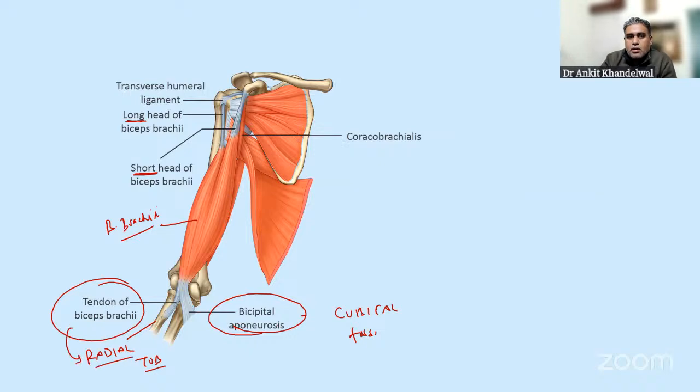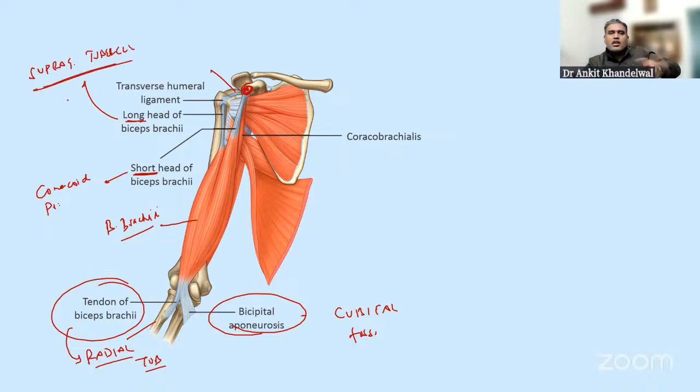Fair enough. Now about these two heads, the short head comes from the coracoid process of scapula. If I may show you, this is the region. This is the coracoid process of scapula. The long head comes from the supraglenoid tubercle, again of the scapula only. So both these short and long heads are coming from the scapula. Then they fuse and form a bulky fleshy belly of the muscle, and then that tendon goes into the radial tuberosity.